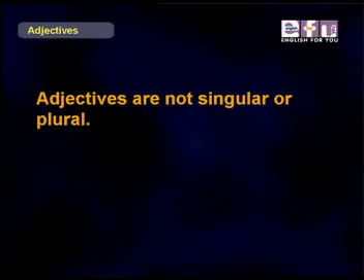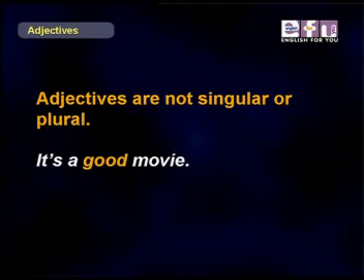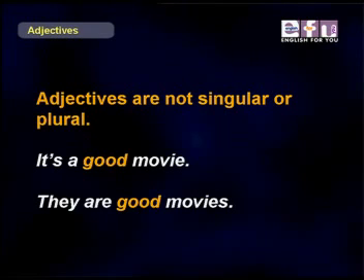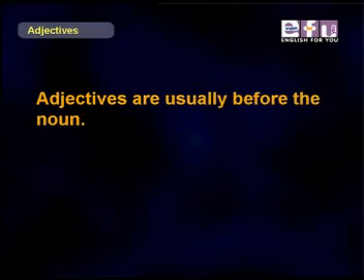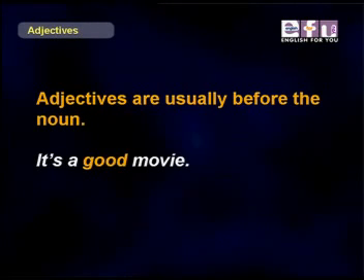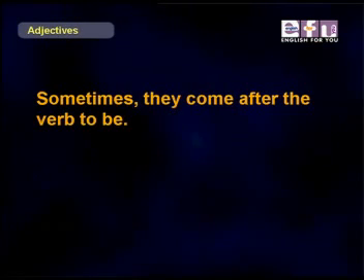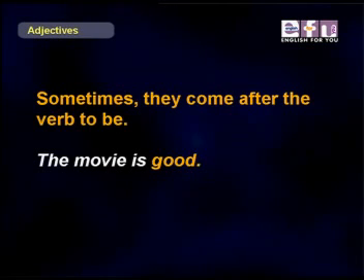Also, adjectives are not singular or plural. It's a good movie. Or plural, they are good movies. And adjectives are usually before the noun. In this example, it's a good movie. But sometimes adjectives come after the verb to be. Short form. The movie is good.